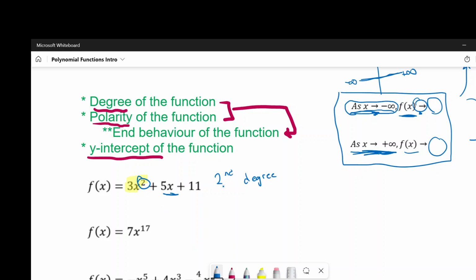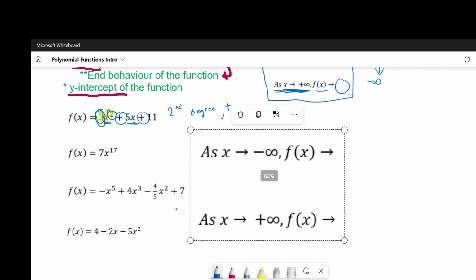To find the polarity of the function, you look at the coefficient multiplied by that highest degree. So the degree 2, x squared, is the highest degree, and it's multiplied by a positive number, positive 3. That means that the whole function is called positive. And again, it doesn't matter what the other signs are. The only sign that matters there is the leading coefficient polarity. And as I said above, you should be able to find the end behavior of the function based on this information. So let's have a look at that.